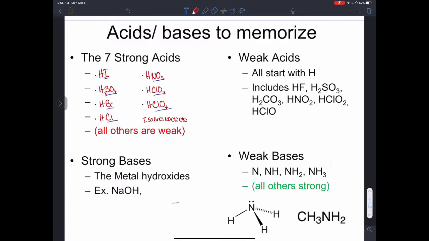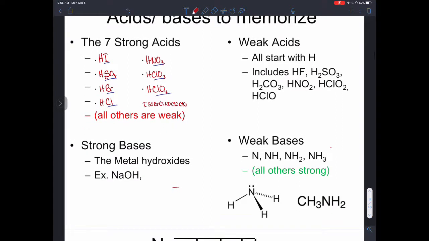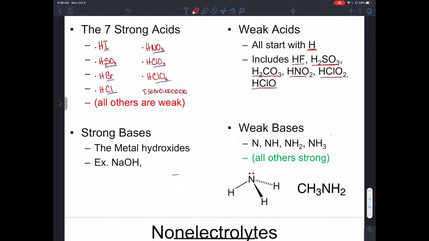All of the other acids are weak. So if it's not one of the seven, it's weak. If it starts with an H and it's not one of the seven, it's a weak acid. And so that includes hydrofluoric acid, sulfurous acid, carbonic acid, nitrous acid, chlorous acid, and hypochlorous acid. So those are some really common weak acids. But again, if you can memorize the seven, then you know that everything else that starts with an H is a weak acid. What about strong bases?